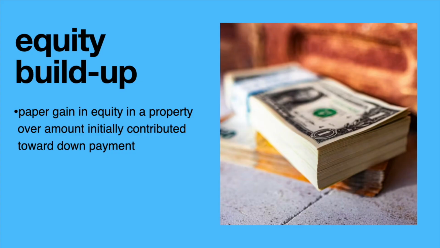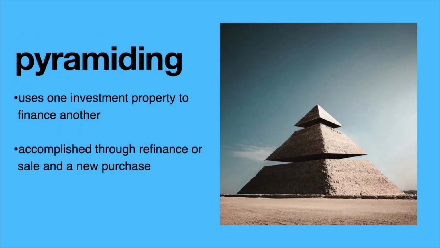Equity buildup is a paper gain in the equity in a property over the amount initially contributed toward the down payment. Pyramiding uses one investment property to finance another. This is accomplished through refinance or sale and a new purchase.